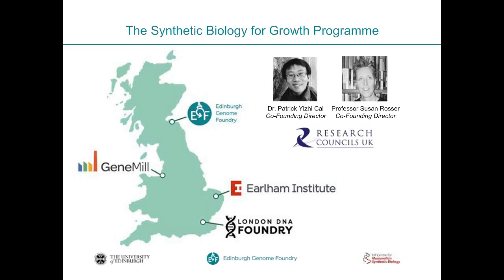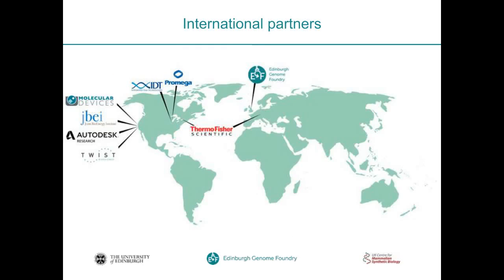The UK foundries are establishing a tight collaborative environment. Furthermore, the EGF has international partners to stay at the forefront of technological development. For example, we have worked with Autodesk on a DNA design tool, and we use software from JBay. We also have special partnerships with DNA companies like IDT, Thermo, and Twist, who provide the DNA parts that we assemble. We also worked closely with Thermo Fisher and Molecular Devices on the design and integration of our automated platform.